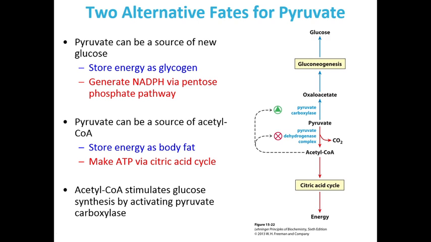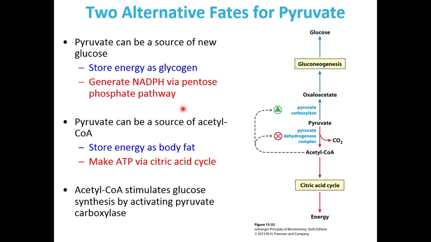So here are the two alternate fates for pyruvate. If you consider this diagram, pyruvate can be converted to oxaloacetate, which enters gluconeogenesis to produce glucose. Alternatively, pyruvate can enter the TCA cycle or the citric acid cycle by converting to acetyl-CoA and thus to energy. Now, it can be stored as glycogen or generate NADPH via pentose phosphate pathway.